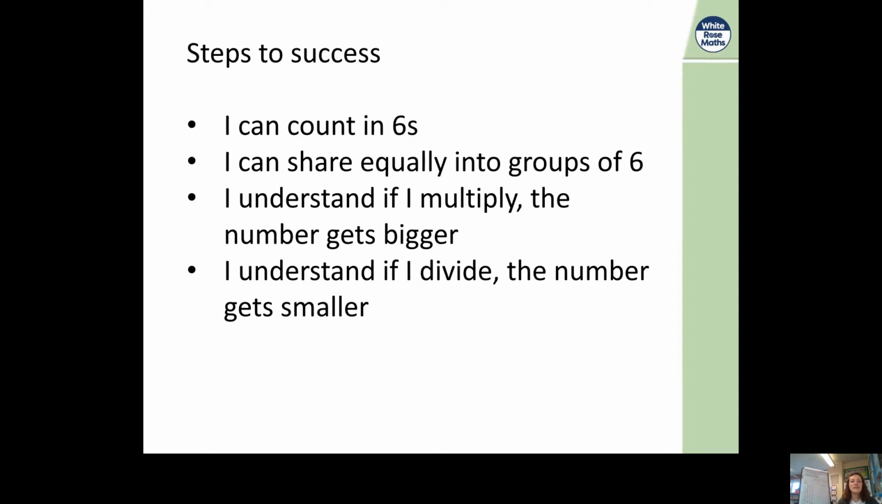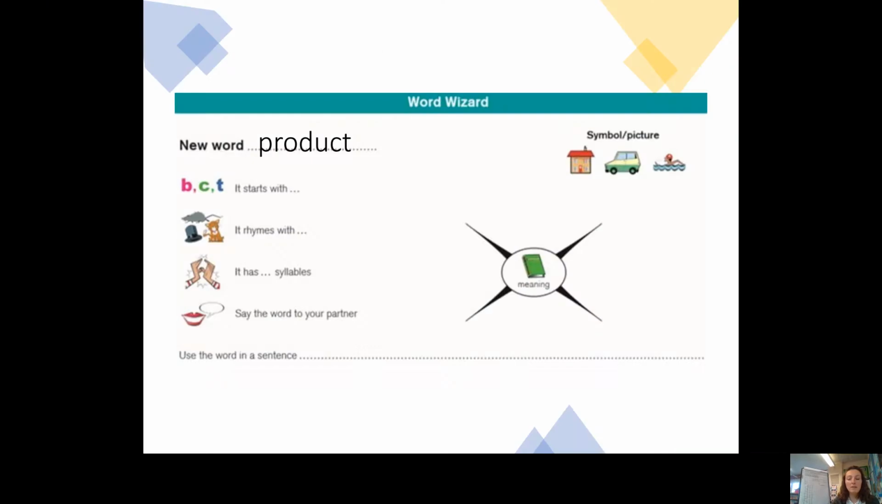In today's lesson, you're going to be counting in your 6s. You're going to be sharing equally into groups of 6. You're going to understand that if I multiply, the number is going to get bigger, and understand that if you divide, the number is going to get smaller. Our word of the day is product.